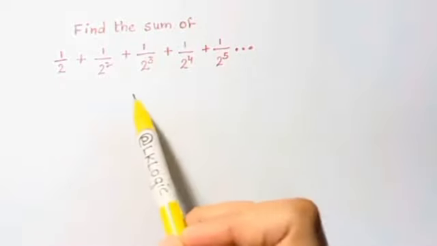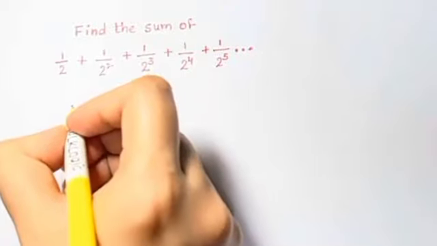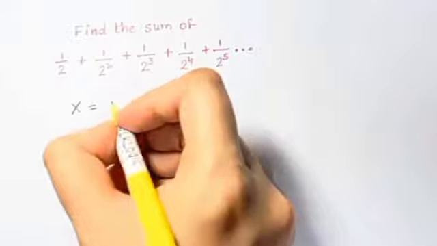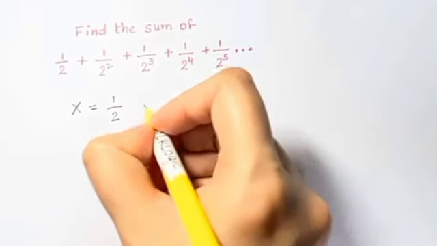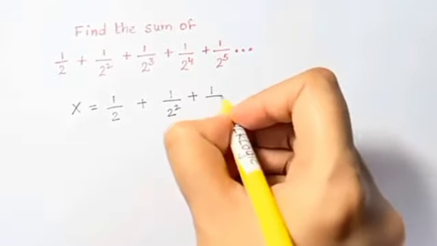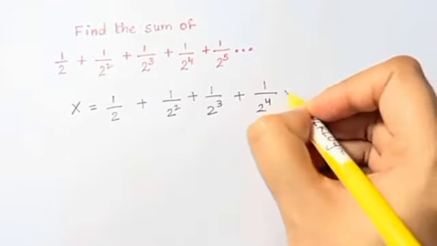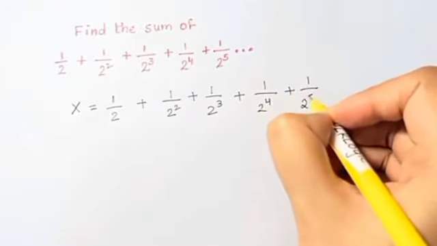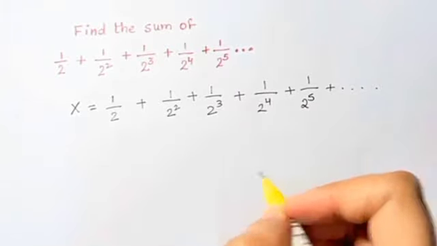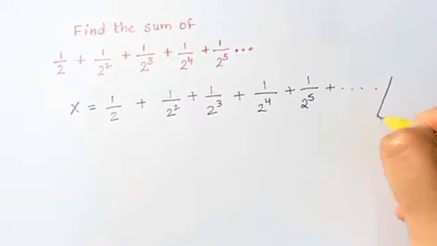So we just need to find out. The logic we are going to apply here is we put all these terms equal to x. X is equal to this whole thing. So I'm going to write that: 1 over 2 plus 1 over 2 squared plus 1 over 2 cubed plus 1 over 2 to the 4th plus 1 over 2 to the 5 plus and so on. It continues.